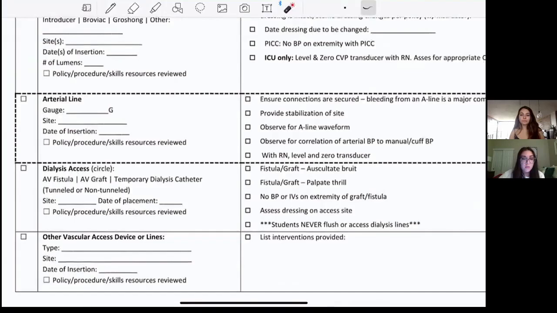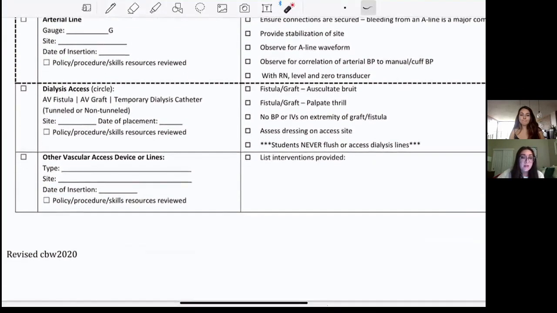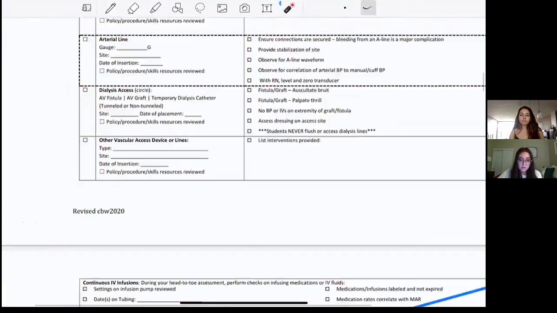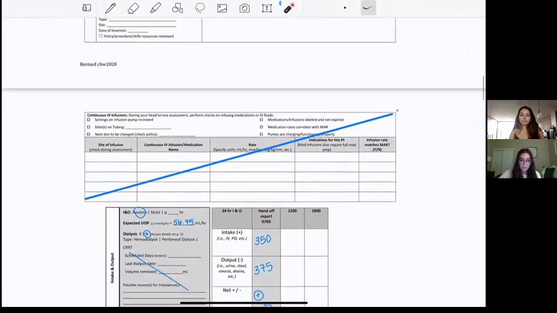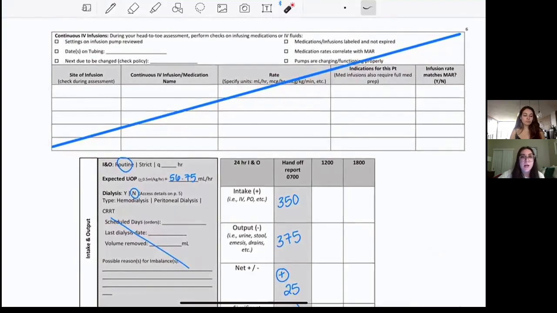Art lines you're only going to see really in the ICU. You might see patients with dialysis ports, so you could chart all of that here, or if they have any other vascular access devices. And then on this page is where you would put if they were on any continuous IV infusion. So if they were on normal saline, or if they were having, you know, a blood transfusion or something, you would put that all right here.